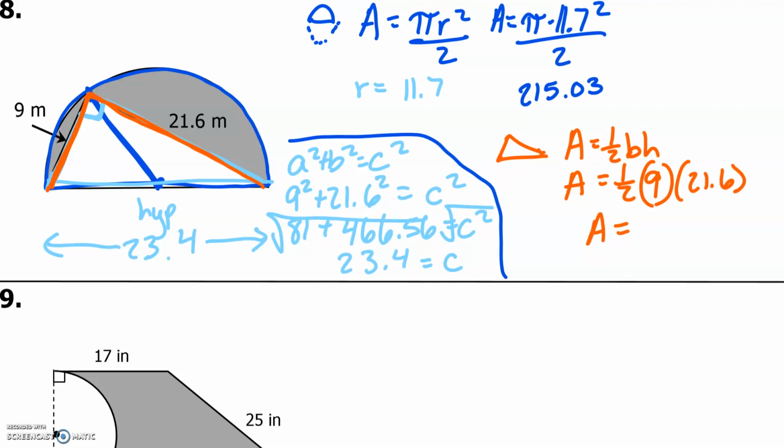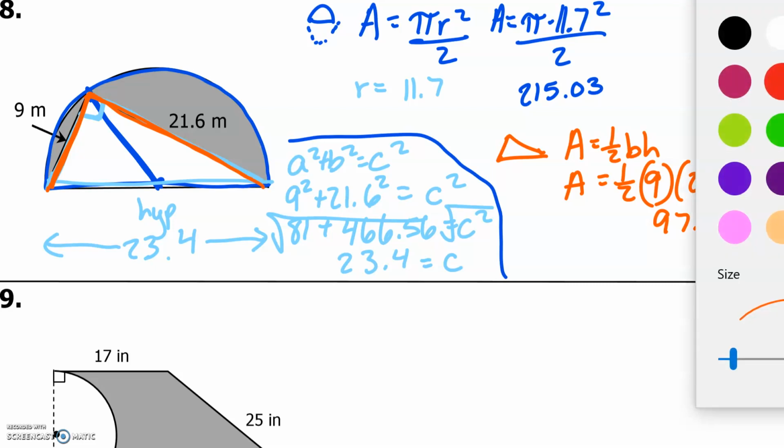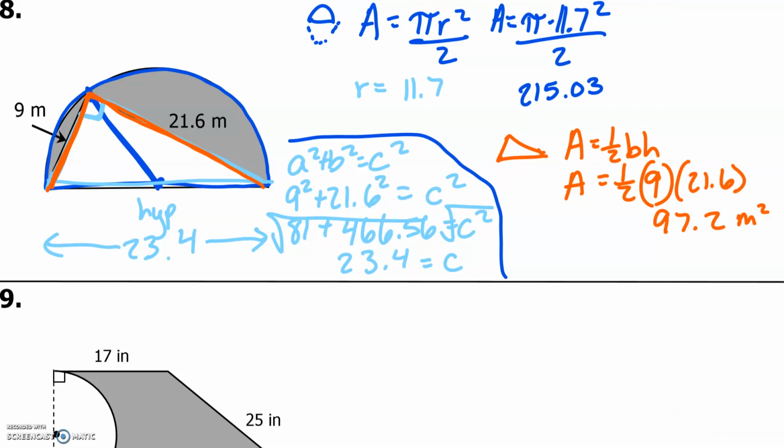And the area for that, multiplying that all out, is 97.2 meters squared. We're going to go ahead and find the total area by subtracting those two areas. So we're going to take 215.03 minus 97.2, and that's going to give us a total area of that shaded region of 117.83 meters squared.